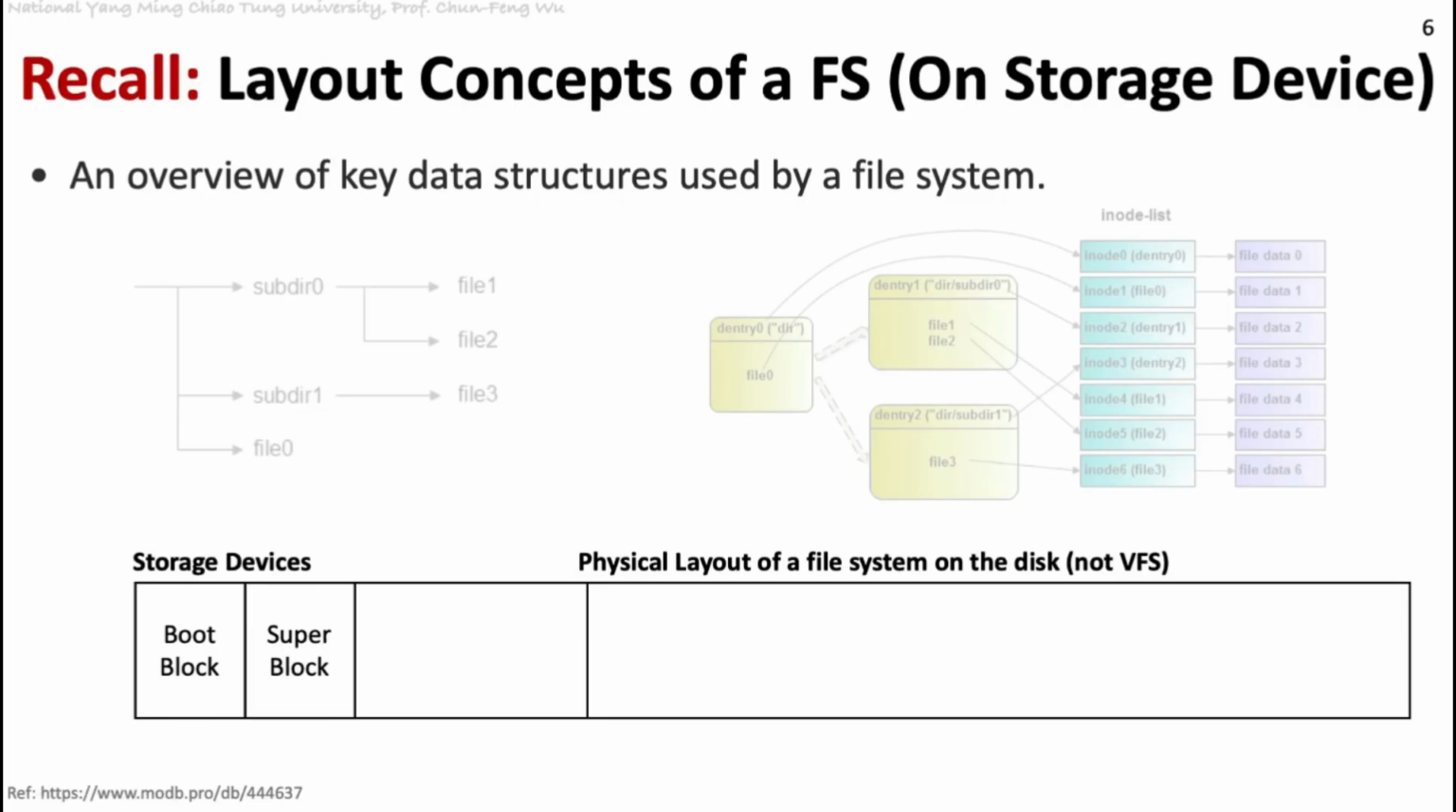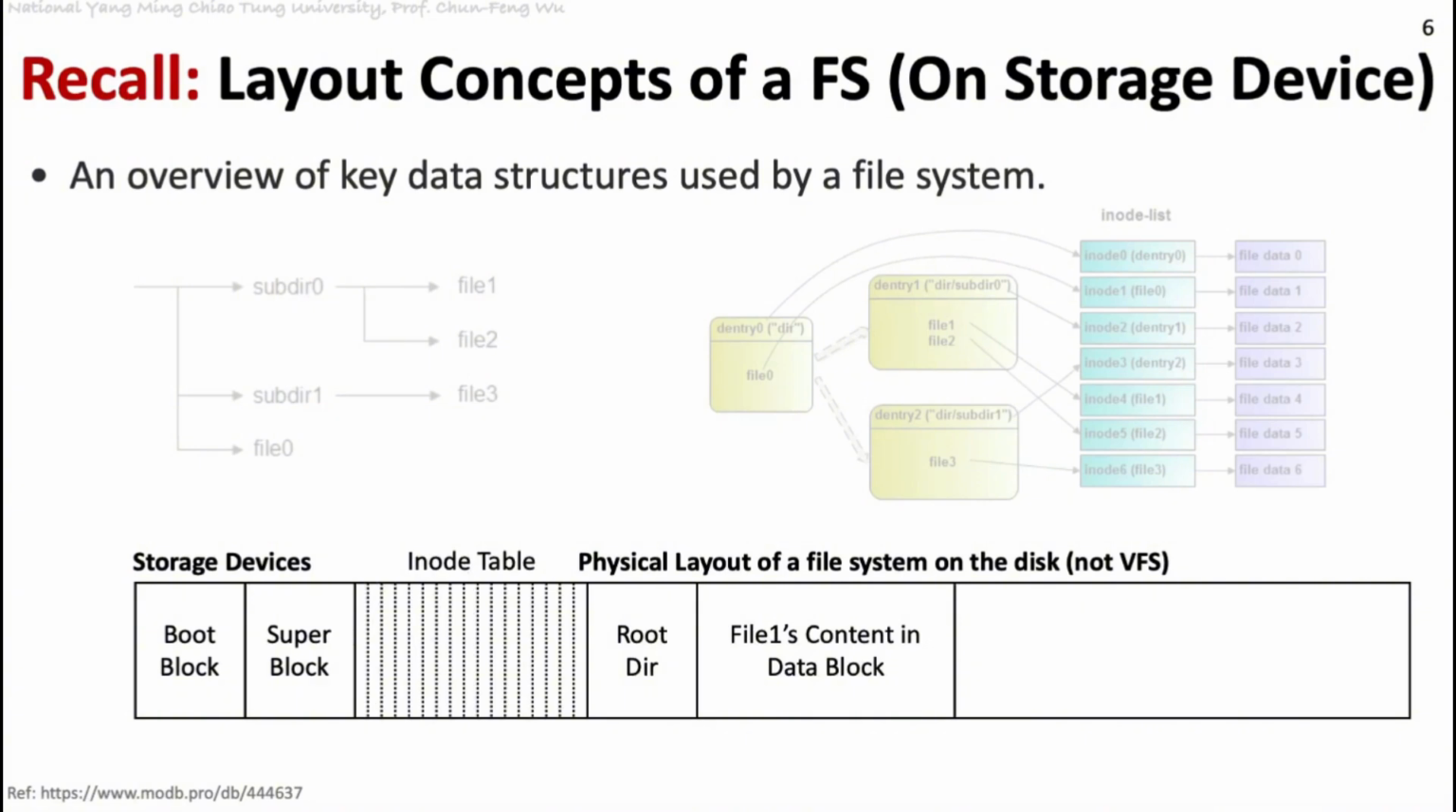And then later on, there are inode tables. The inode table maintains the information about the file, including where the file is. With this inode table, we can find where the data block is. For example, where is the file for file 1 in the storage device? Then we use the inode table to point to the address or location on the disk, so we can find that it is in this location.